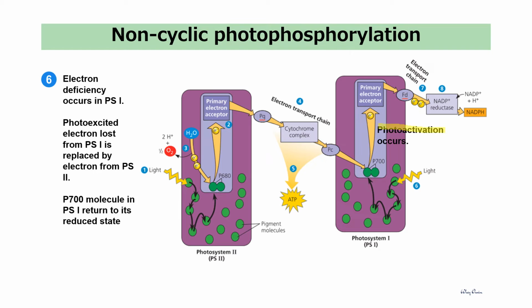Photoactivation at the reaction center of PS1, or photosystem 1, will cause electron deficiency. But this problem can be solved by the photoexcited electron released from PS2 and transported by the electron transport chain until it reaches P700. This helps the P700 molecule in PS1 return to its reduced state.